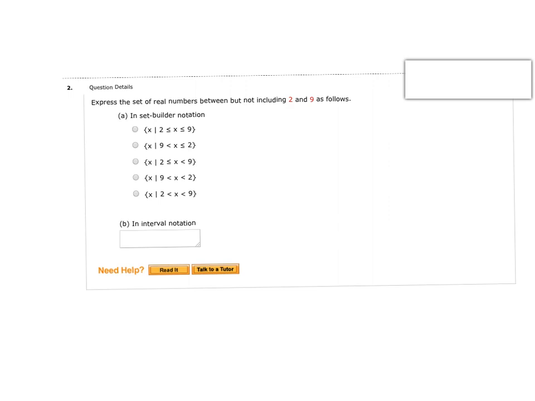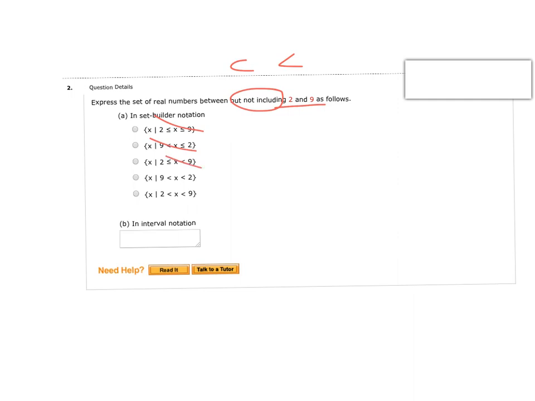All right, we're going to start off on number 2 here. It says express the set of real numbers between but not including 2 and 9. So I want to be in between 2 and 9. And then it says not including, so I would think that both of these should not have a line underneath. So I'm going to take off that one and that one and that one.